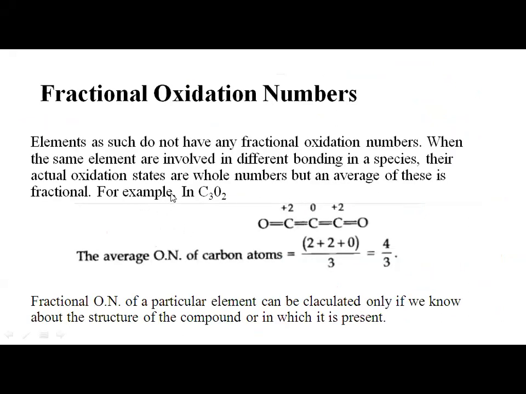Fractional oxidation number, as we have discussed for KO2, it is minus 1/2, right? Elements as such do not have any fractional oxidation number. When the same element is involved in different bonding in the species, their actual oxidation states are whole numbers, but an average of these is fractional. So C3O2, if you take, this is the structure. So the average oxidation state of carbon atoms will be plus 4 by 3. So the fractional oxidation number of a particular element can be calculated only if we know about the structure of the compound in which it is present.